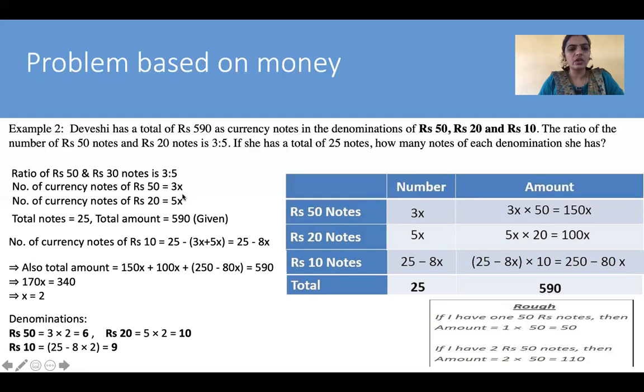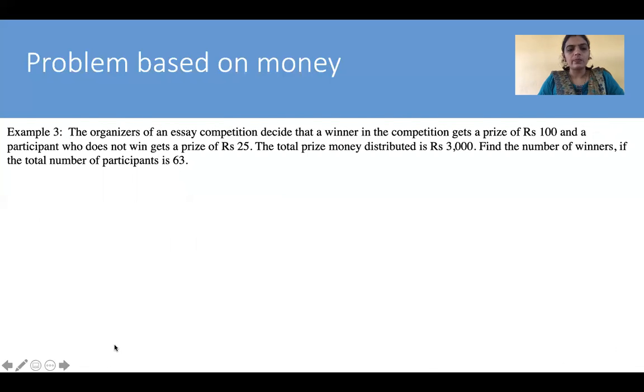So the number of 50 rupee notes is 3x. So 3 into 2 is 6. So the number of 50 rupee notes is 6. The number of 20 rupee notes is 5x. So if we put the value of x, 5 into 2 is 10. And the number of 10 rupee notes is 25 minus 8x. So here we put the value of x, we get 25 minus 16, that is equal to 9. Like this, we have to solve this question.